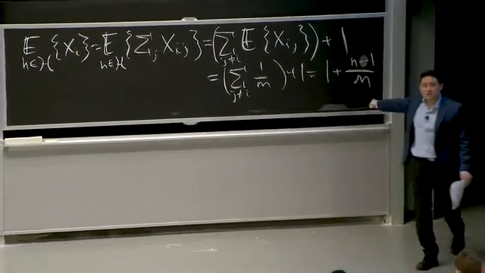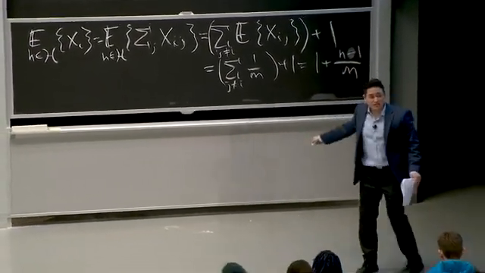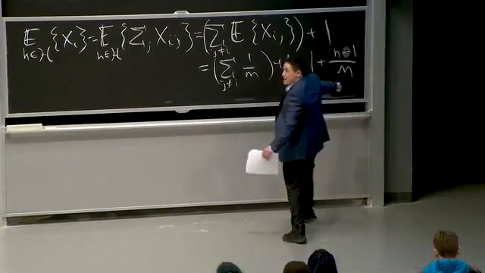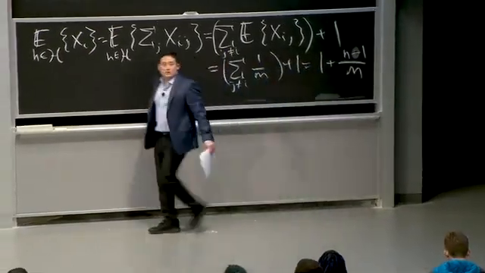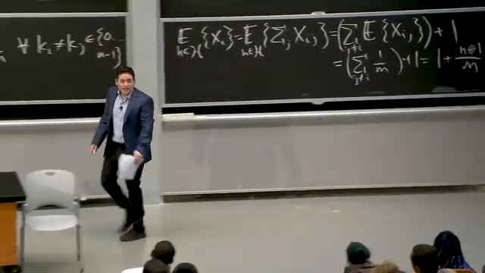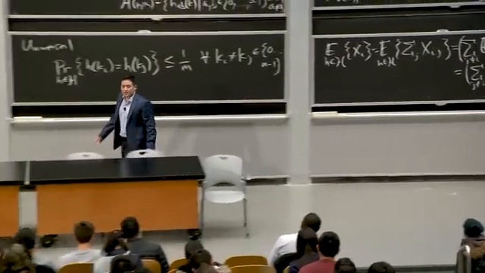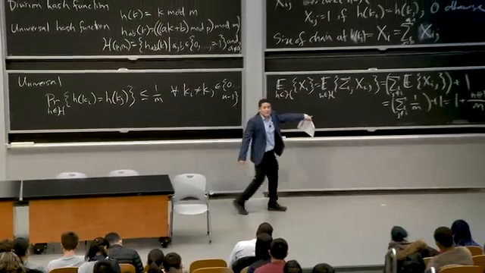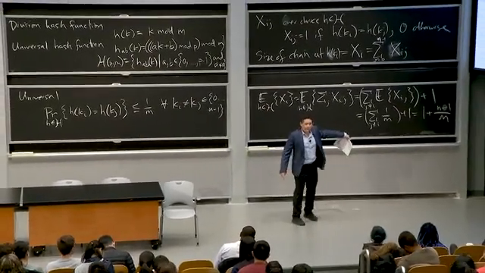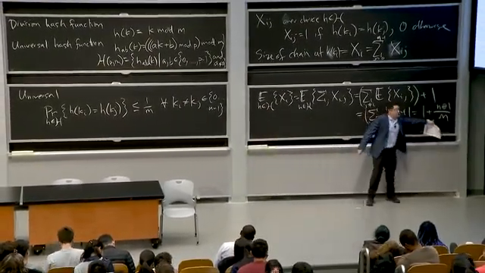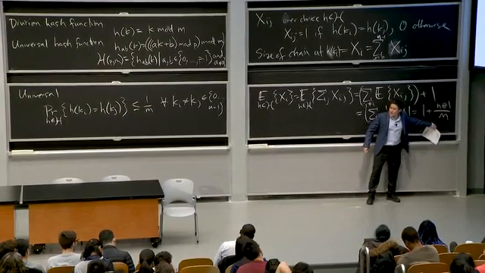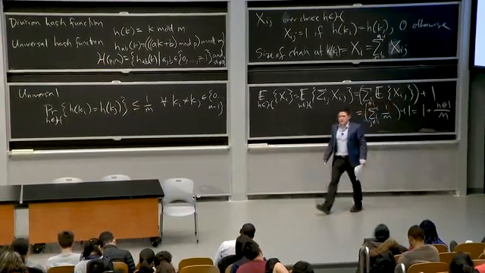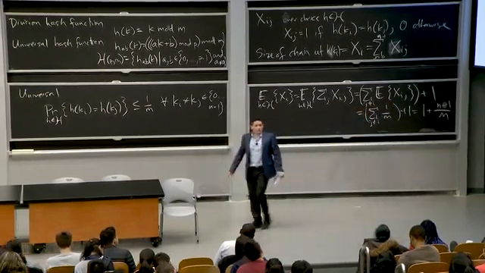Okay, so that's what universality gives us. As long as we choose m to be larger than n, or at least linear in n, then we're expected to have our chain lengths be constant, because this thing becomes a constant if m is at least order n. Does that make sense? Okay.